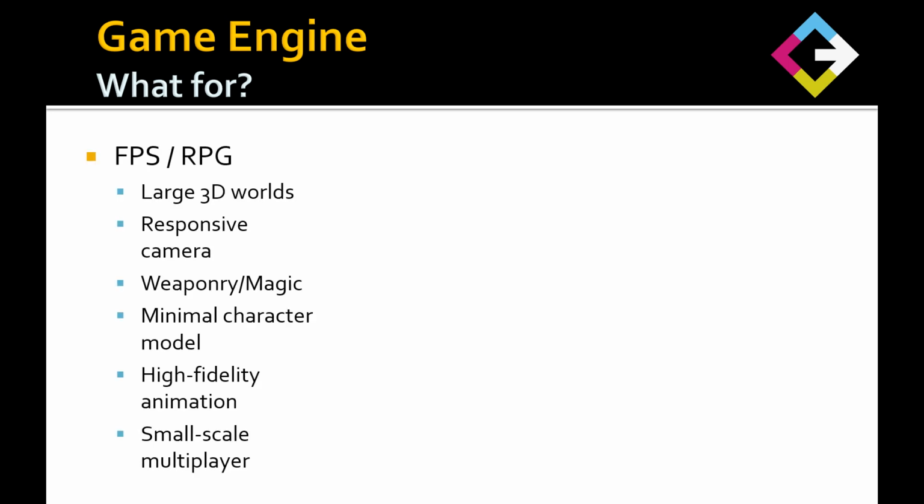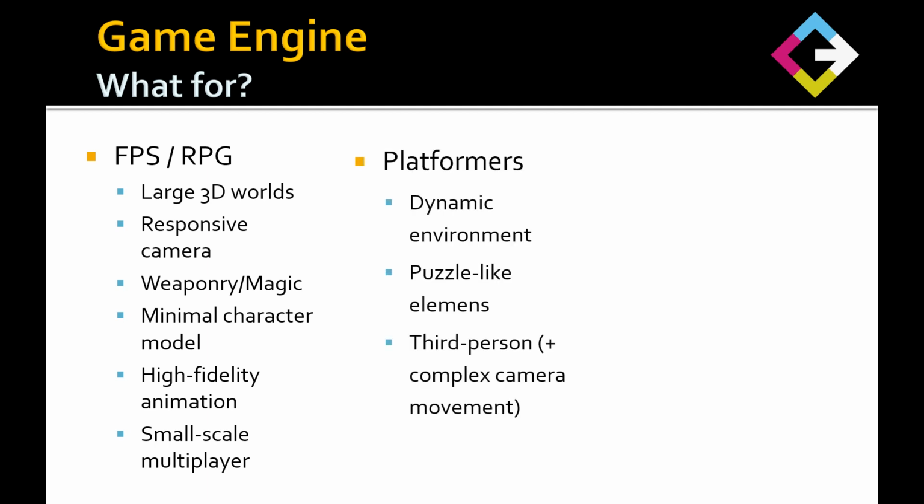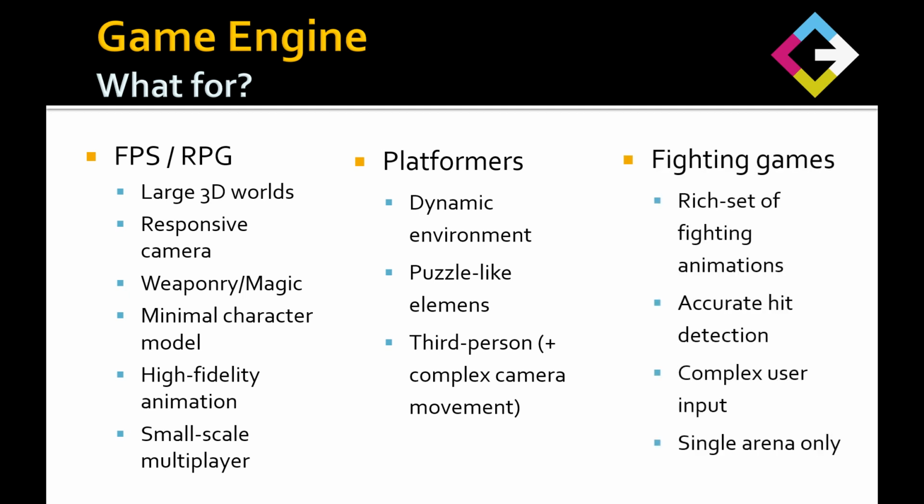If we look over the landscape of game genres, we will find out that different genres require different gameplay or game world features. Like FPS and RPG: large 3D worlds, responsive camera, weaponry, magic, minimal character model, high fidelity animation and small scale multiplayer. Platformers: dynamic environment, puzzle-like elements, third person and complex camera movement. Fighting games: rich set of fighting animations, accurate hit detection, complex user input, single arena only.